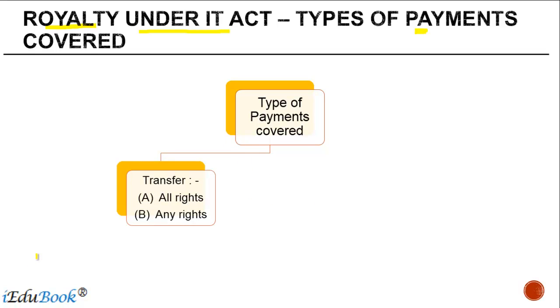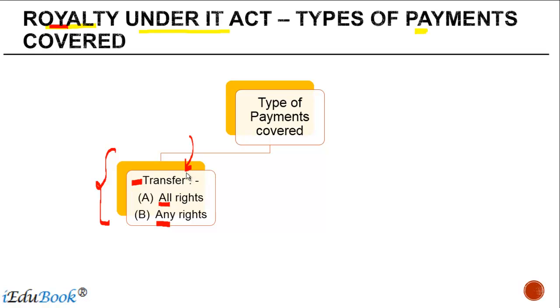The first one are the payments which are made for the transfer of all or any rights in respect of certain category of asset. Now, this concept of transfer, which is enshrined as royalty under the Income Tax Act, is not subscribed to in most of the treaties that India has entered into. And the reason for that is very simple, because generally in case of treaties, payments for transfer are taxable as capital gain. But nevertheless, insofar as the Income Tax Act is concerned, certain transfers are treated as royalties.